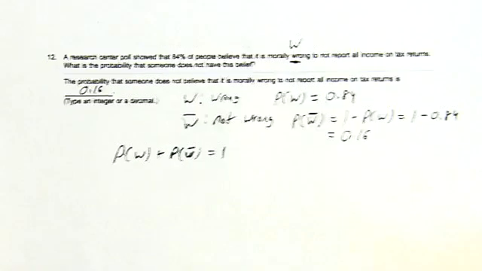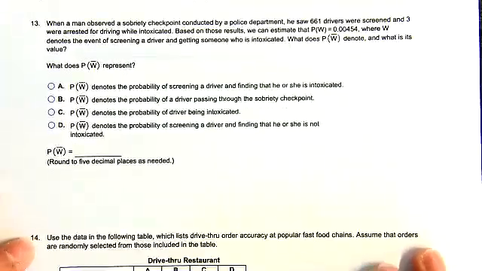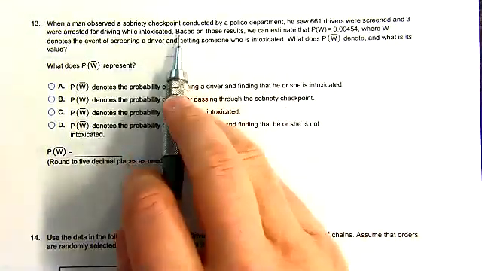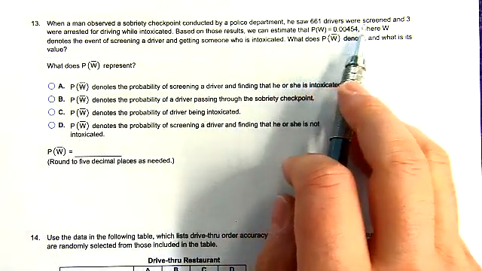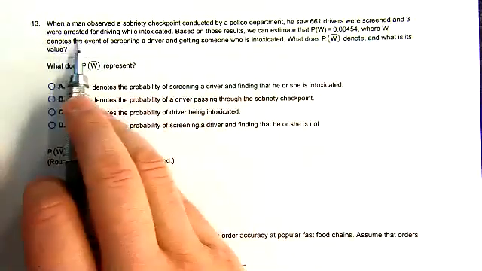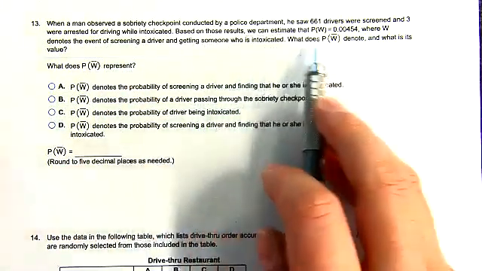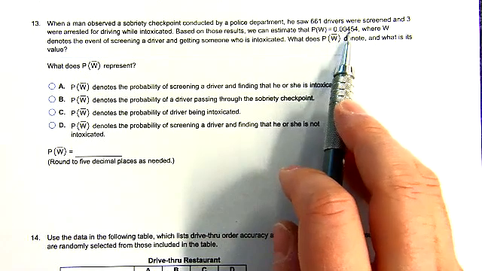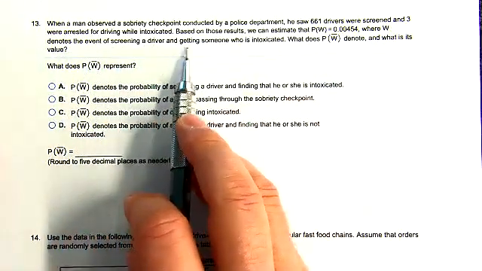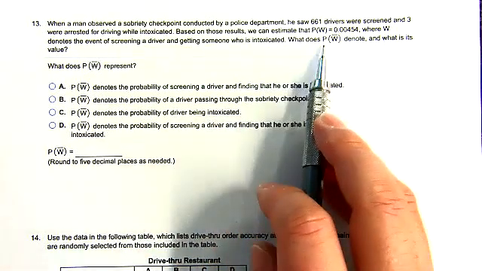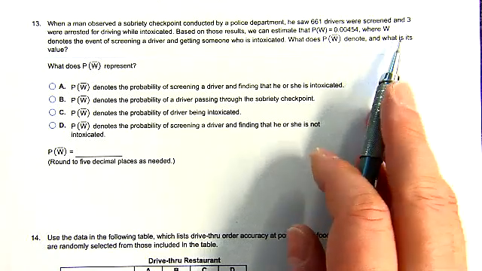Okay. 13 is very similar. So when a man observed a sobriety checkpoint conducted by a police department, he saw 661 drivers were screened and 3 were arrested for driving while intoxicated. Based on those results, we can estimate that P of W equals 0.00454, where W denotes the event of screening a driver and getting someone who is intoxicated. What does P of W complement denote, and what is its value?